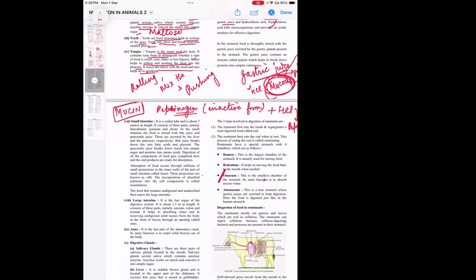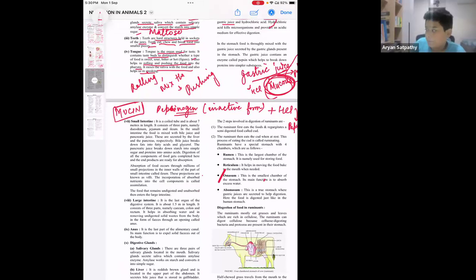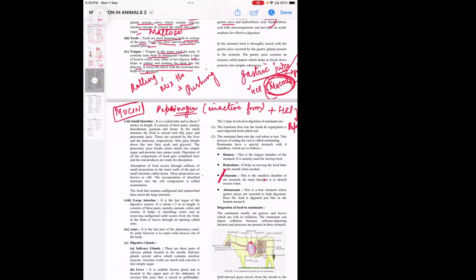No, here that's what they're doing. Hydrochloric acid does not mean they are not doing anything. They are actually breaking down the food into smaller components. Yes, ma'am. So that is how they are passing it on to the other components.